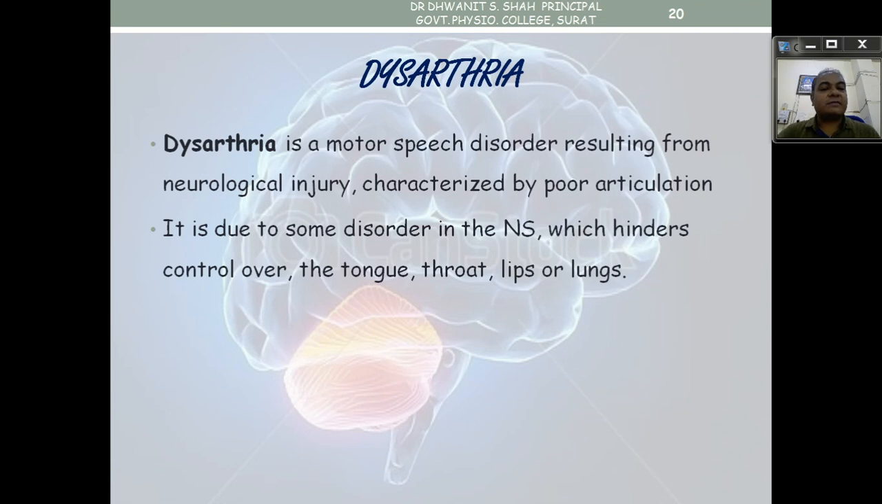Dysarthria, as you were told, is always a speaking disorder because of incoordination between the lungs, the glottis, speech muscles, mouth, as well as tongue and lips. There will be no coordination between all these parts, so the speech will be altered. This is called dysarthria.